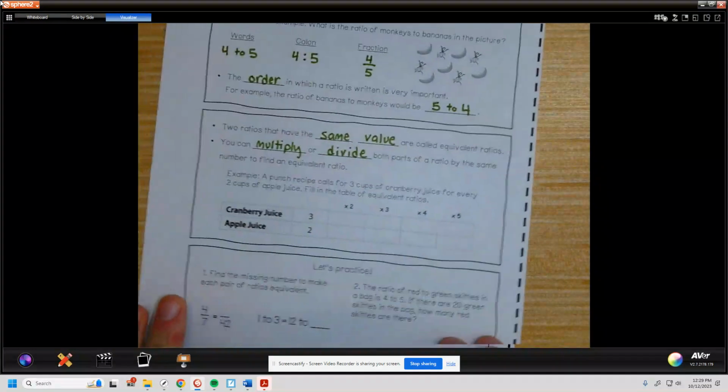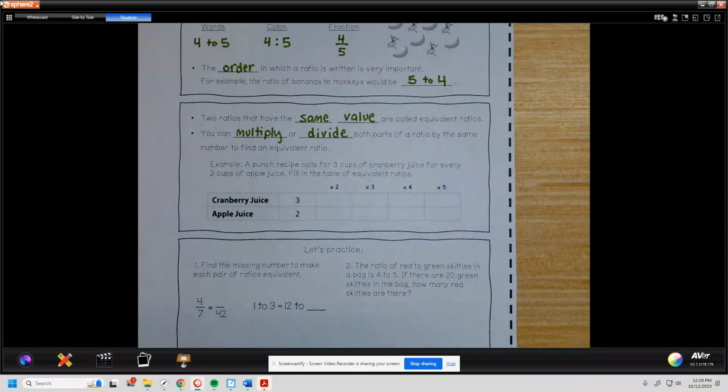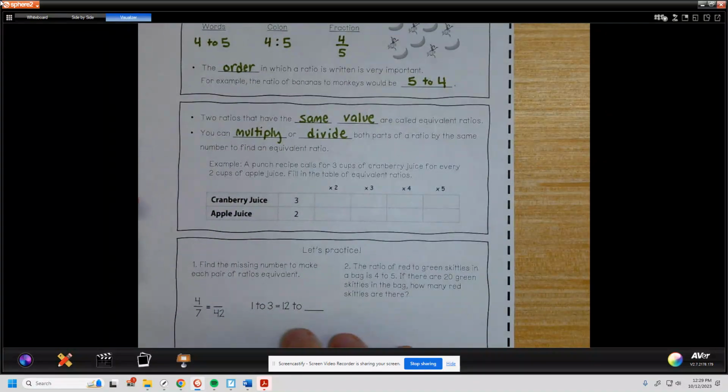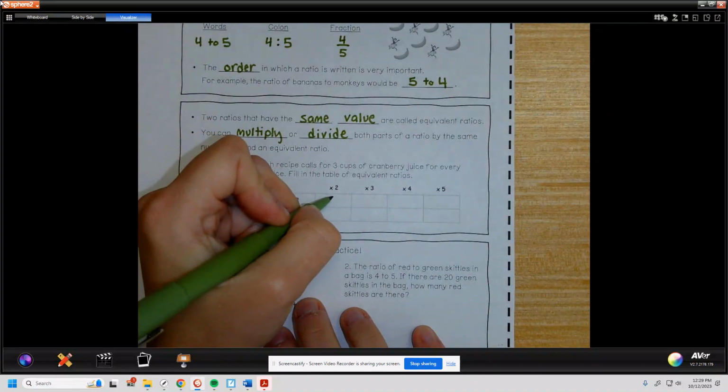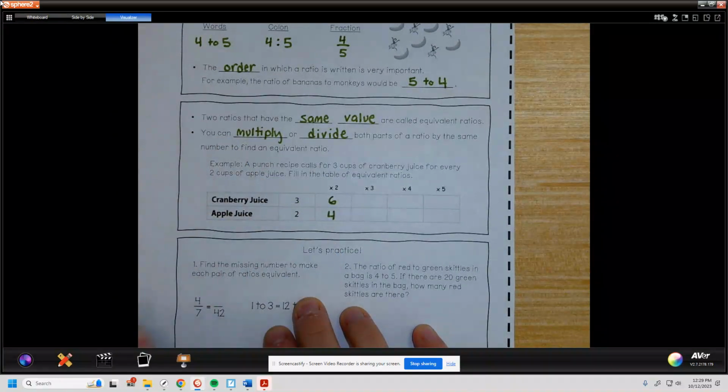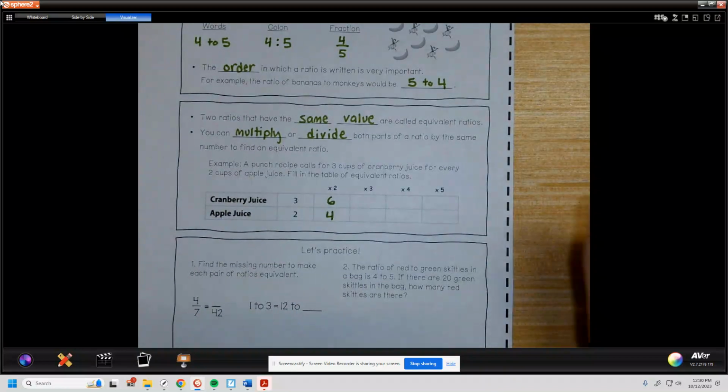All right, so if we look at this example, a punch recipe calls for 3 cups of cranberry juice for every 2 cups of apple juice. Fill in the table of equivalent ratios. If you're just making one batch of juice, you need 3 cups cranberry, 2 cups of apple. But if you want to double the recipe, you would use 6 cups of cranberry, and then you would have to use 4 cups of apple. So you double both of the amounts to keep the ratio equivalent.